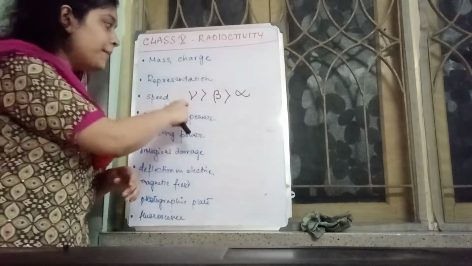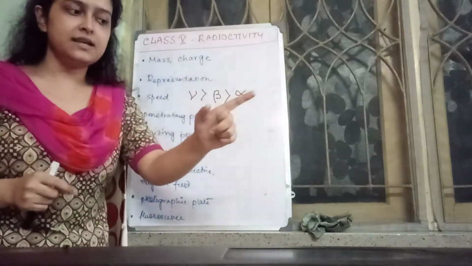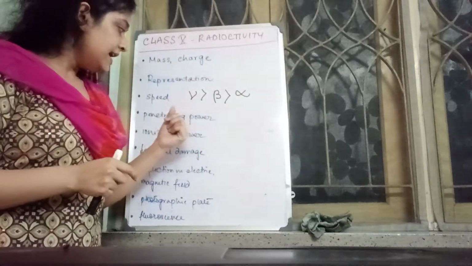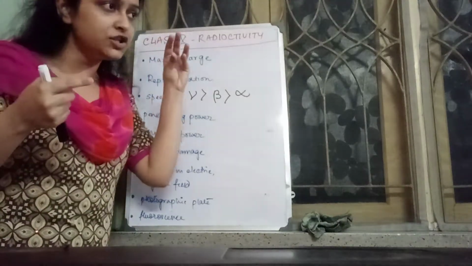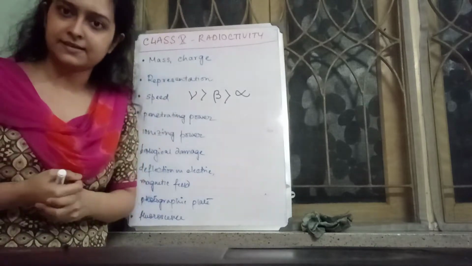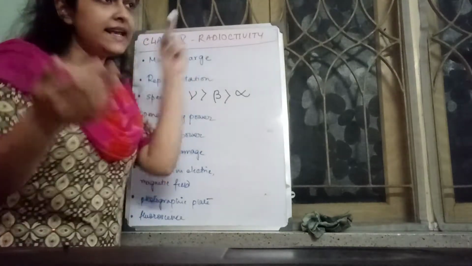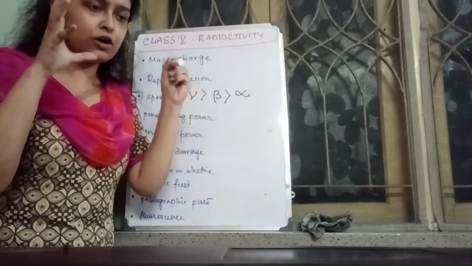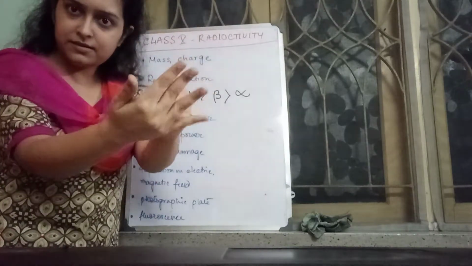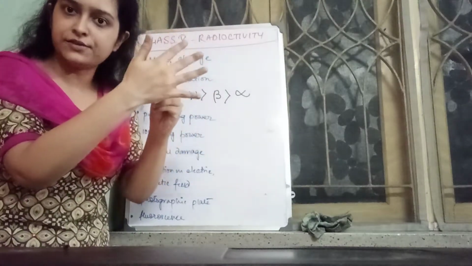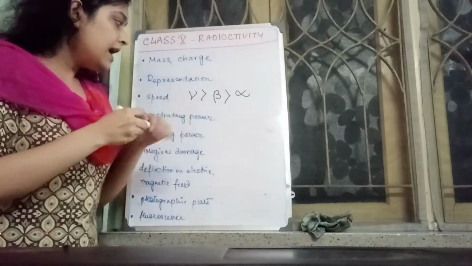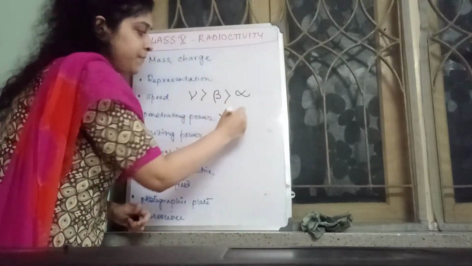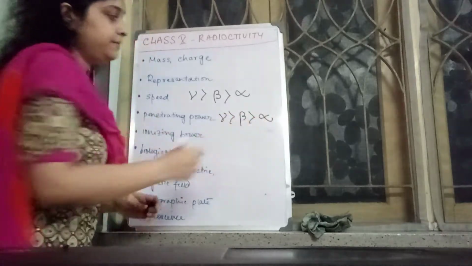Now, since gamma has a tremendous speed, just imagine its penetrating power will also be maximum. Penetrating power means how much it can penetrate through a substance. If a particle is moving with a very high speed, you need a lot of force to stop it before it can penetrate through a substance. So gamma has the maximum penetrating power, then beta, then alpha.